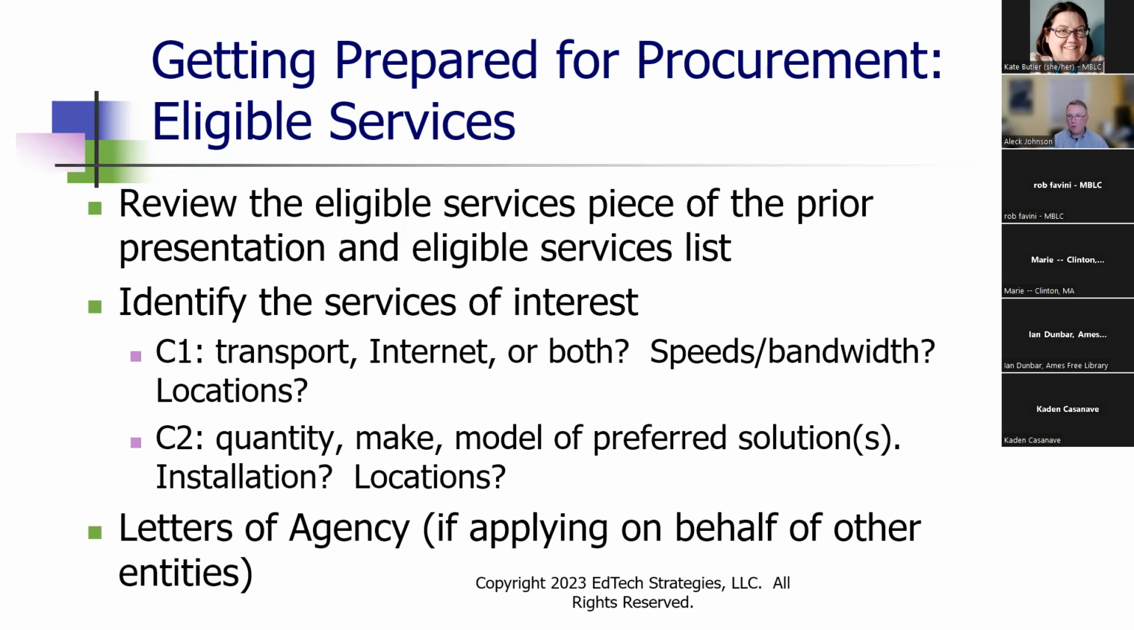You also figure out whether you need installation and configuration of that equipment and what locations you'll be installing it at. If you are a library network and you are applying on behalf of any of your members, you need to make sure you have letters of agency. And if you don't already have letters of agency and we haven't talked about it, feel free to reach out to me directly and I can help you with that process.